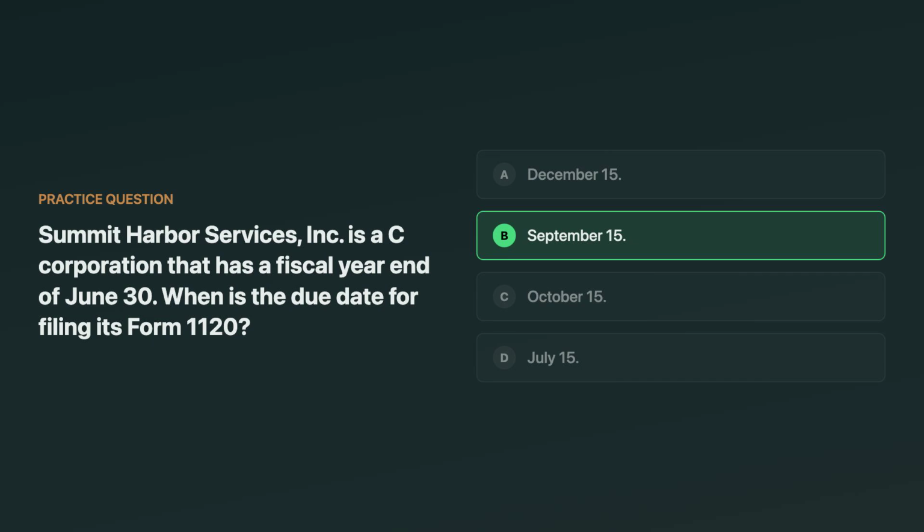The correct answer is September 15th. For most C Corps, Form 1120 is due the 15th day of the 4th month after year-end. But June 30th year-ends are a special rule. The due date is the 15th day of the 3rd month after year-end. October 15th is the common trap if you forget that exception.